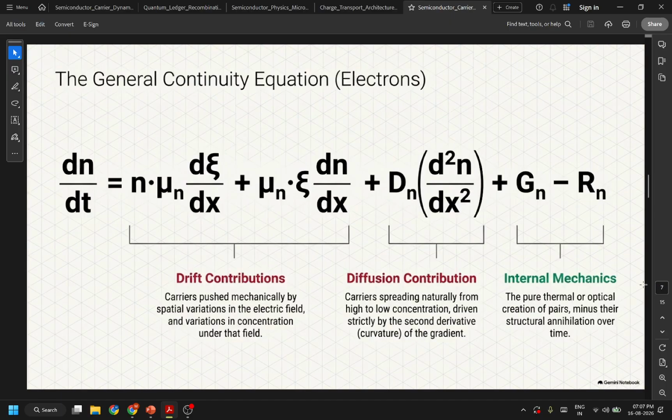So this results in the general continuity equation for electrons, where we have dn by dt equals n mu n dE by dx plus mu n E dn by dx plus Dn d square n by dx square plus Gn minus Rn.